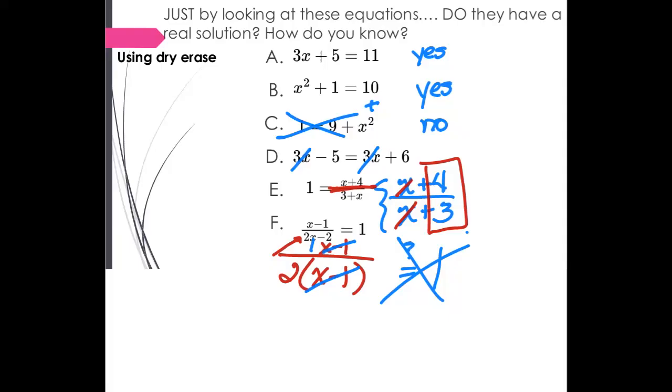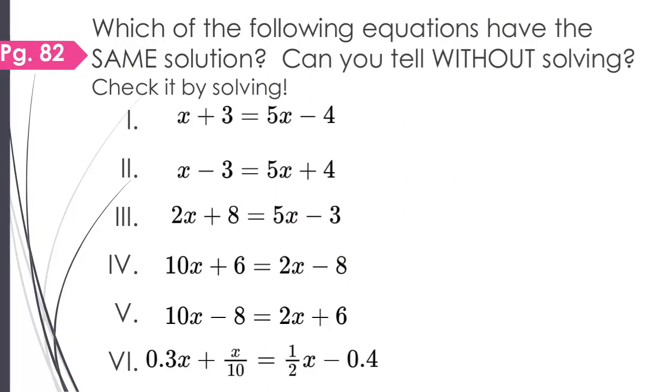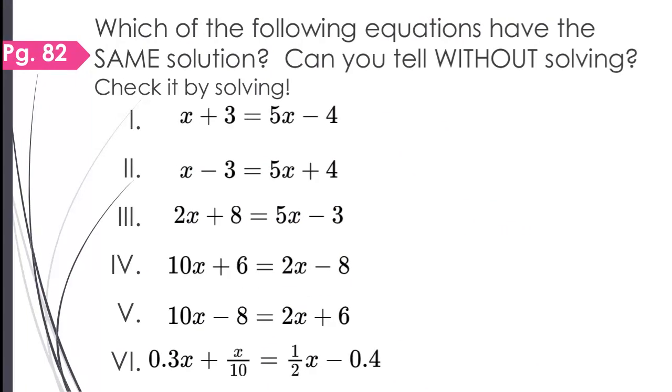Now, let's go in your books to page 82. 82. These are similar types of things.